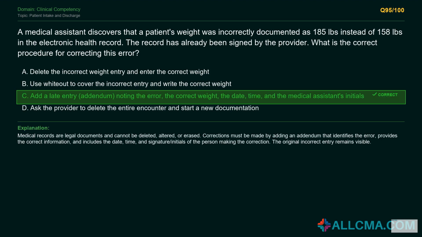The correct answer is C. Medical records are legal documents and cannot be deleted, altered, or erased. Corrections must be made by adding an addendum that identifies the error, provides the correct information, and includes the date, time, and signature/initials of the person making the correction. The original incorrect entry remains visible.